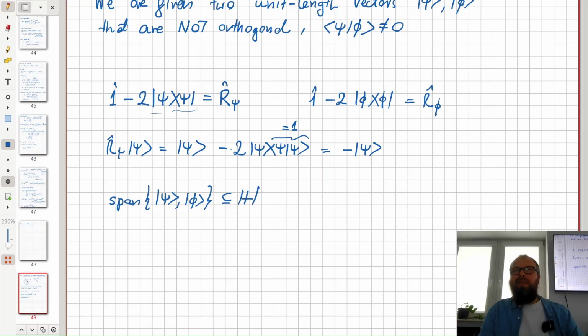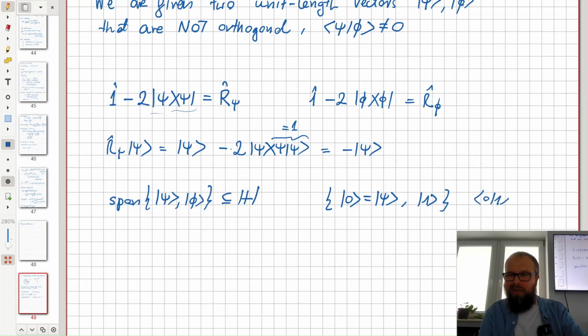So in this two-dimensional subspace, we can pick a basis. We can even make it orthonormal. For example, we can pick a basis where the first basis vector, let's call it 0, we simply set equal to psi. And there will be the other one, and let's make it orthogonal to 0, sorry, to 1. We can always do this because of Gram-Schmidt orthonormalization, we know we can always do it.